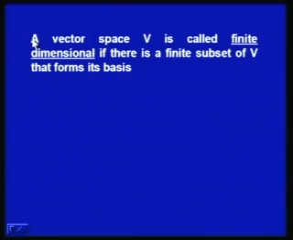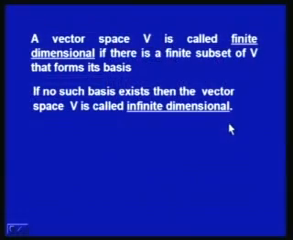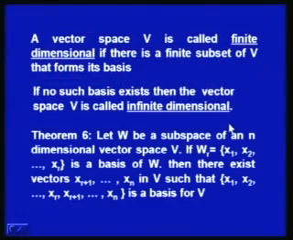Another definition: a vector space V is called finite dimensional if there is a finite subset of V that forms its basis. If no such basis exists, then the vector space V is called infinite dimensional. On the basis of this, we write down a theorem.